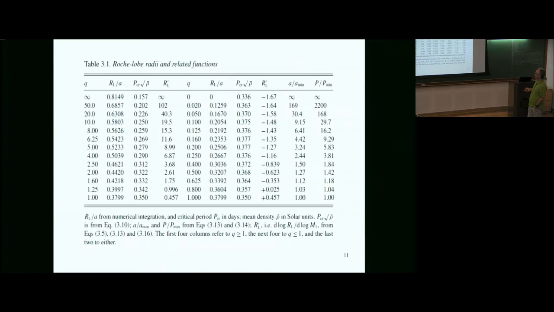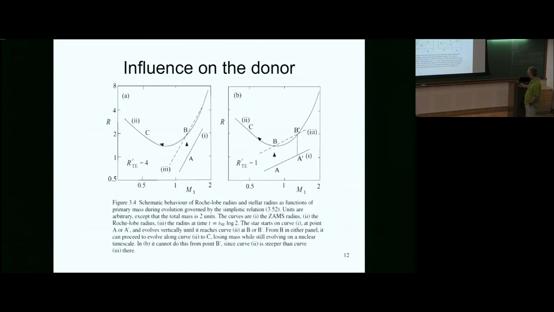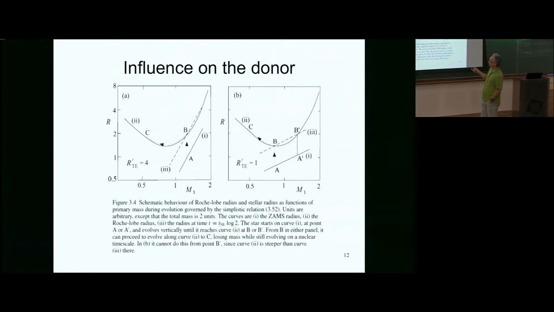And there is a table with all of these values that I talked about, so I'll skip it for now, and let me just concentrate on this graph, which is showing what will happen in the first episode of the mass transfer. It's relatively complicated, so I'll spend a little bit more time on this. So this is the mass of the donor, and this is the Roche lobe radius. This is the Roche lobe radius of the donor as a function of its mass.